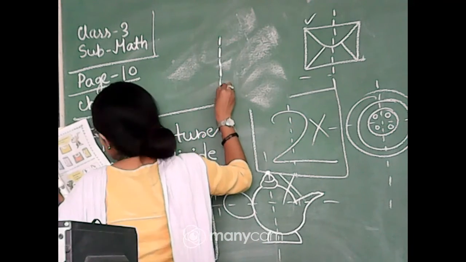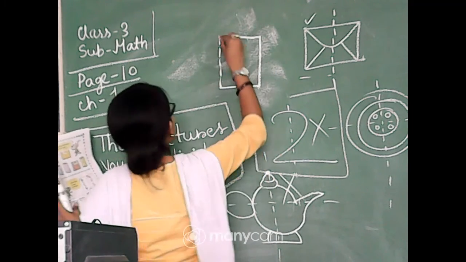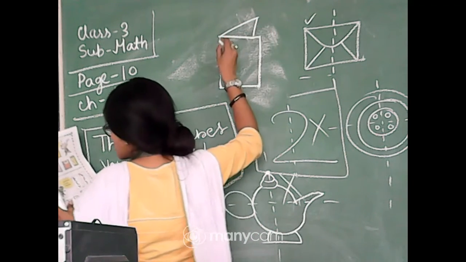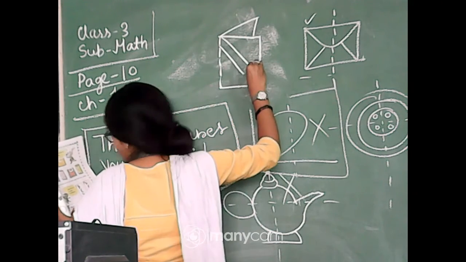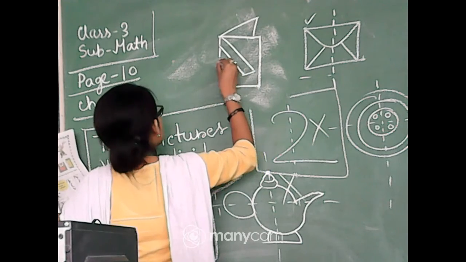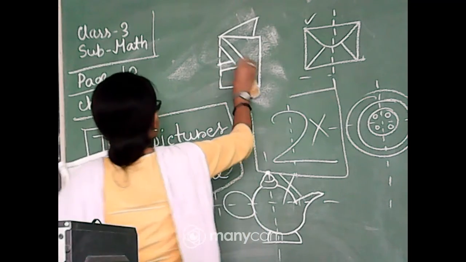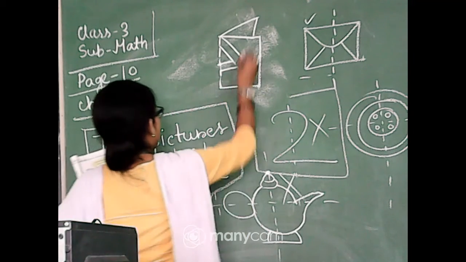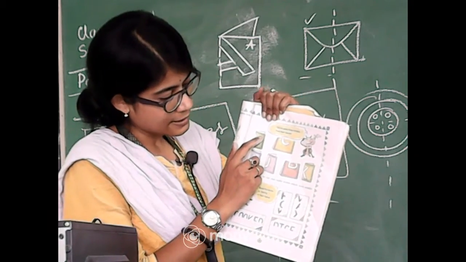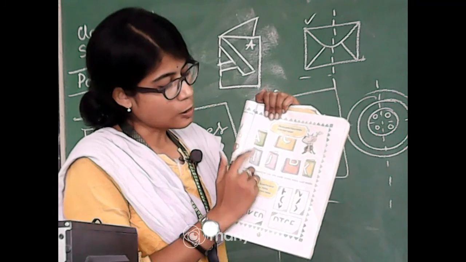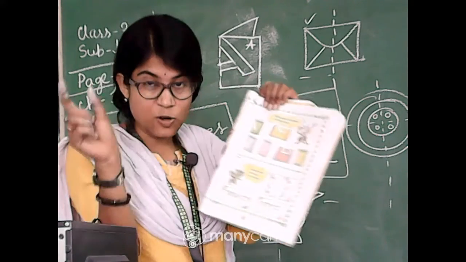The shape of the page is like this. So what will it become? A. Very good. So if you open the fold, it will become 8. So look here in your book, there is some space. Write down the alphabet that it will be if you open the fold.